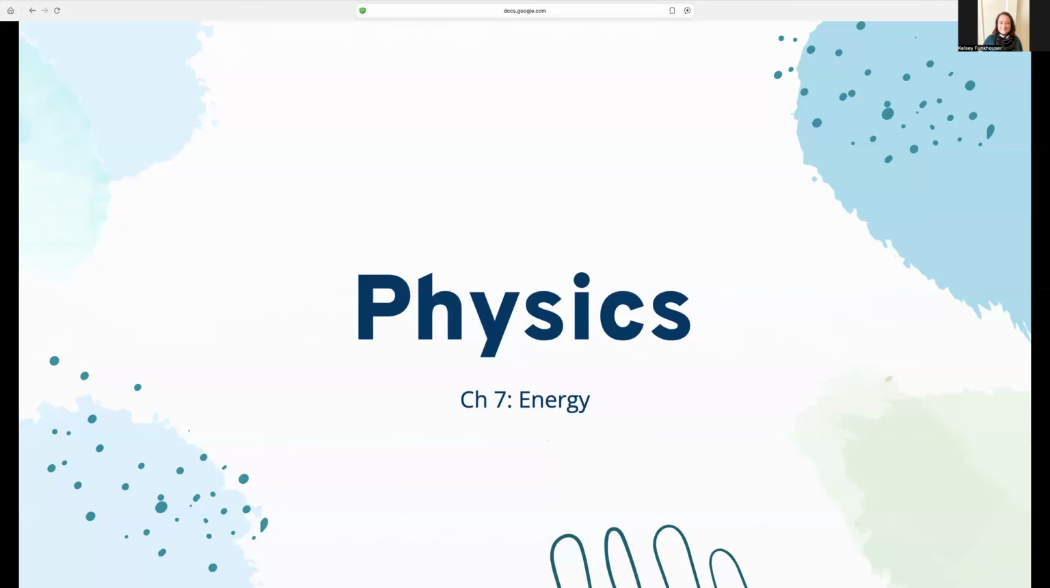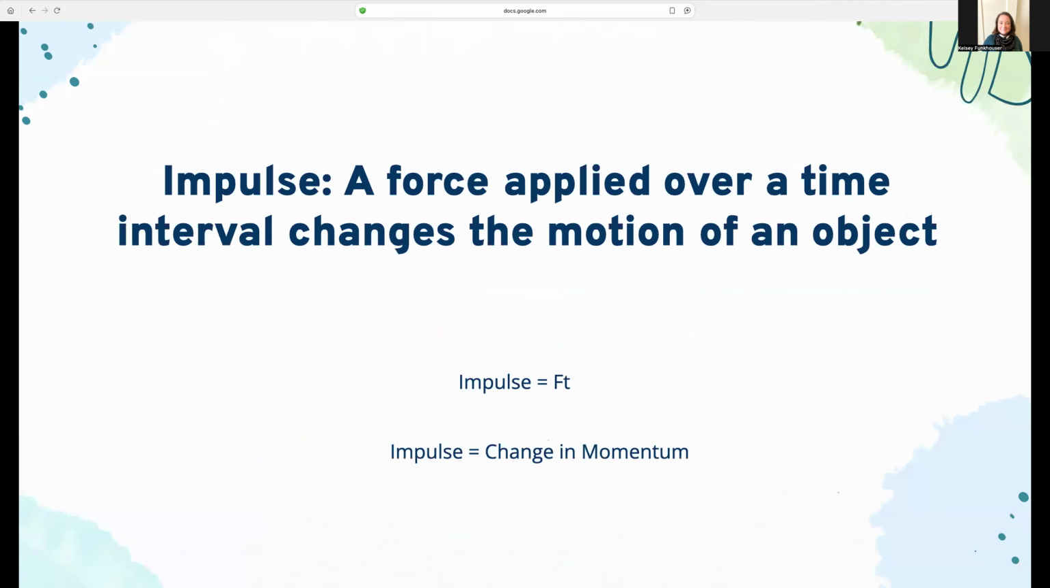Hello, we're going to talk about energy. First off, previously we talked about momentum and impulse, right? So impulse is when a force is applied over a time interval and that changes the motion of an object. So remember, impulse is force times time and change in momentum.